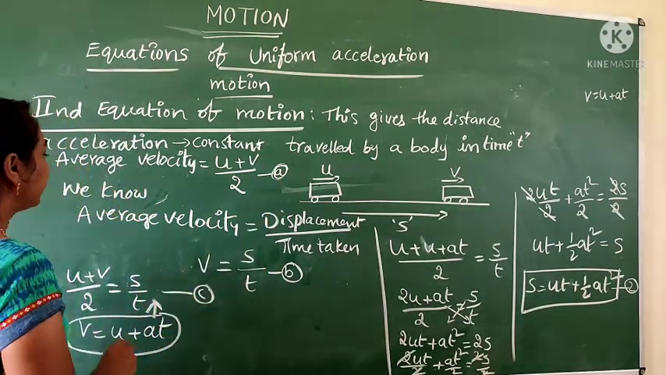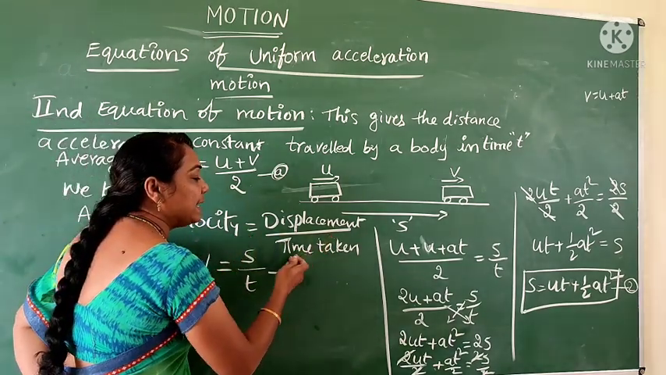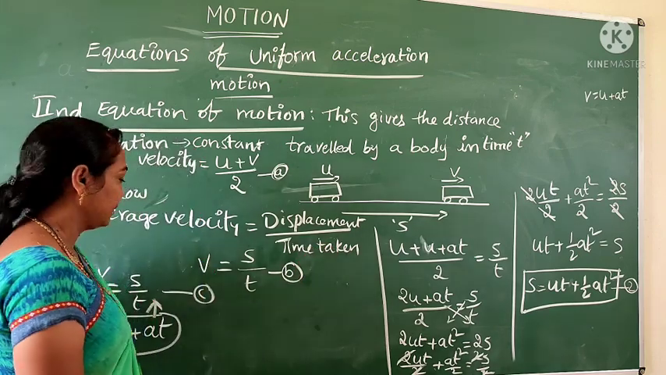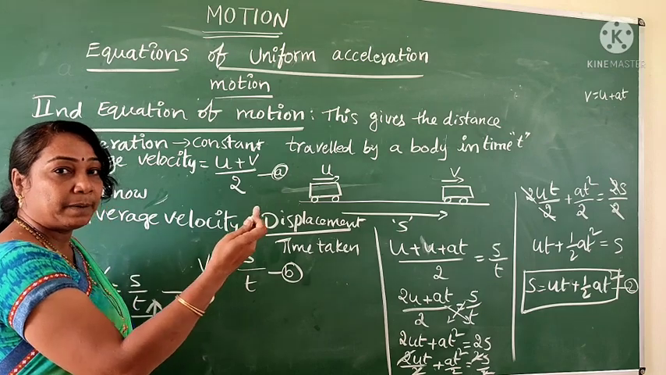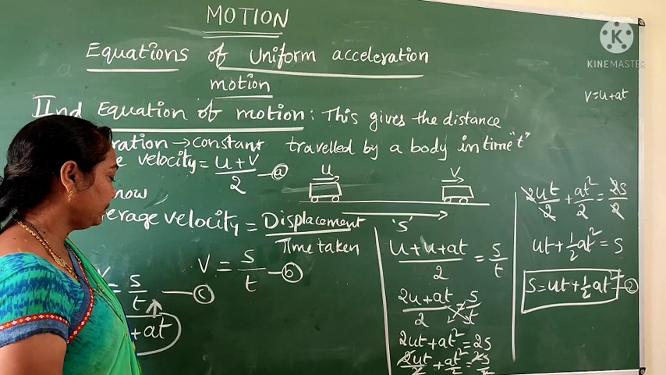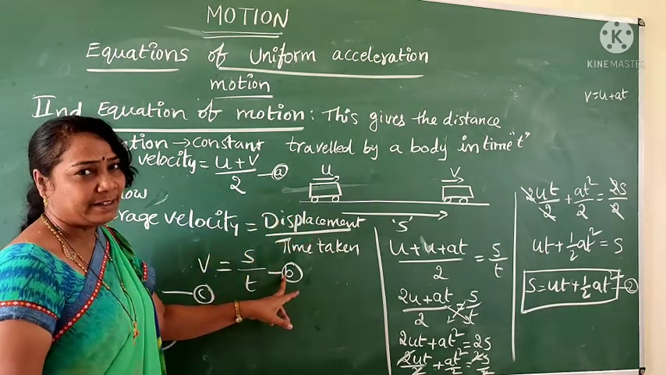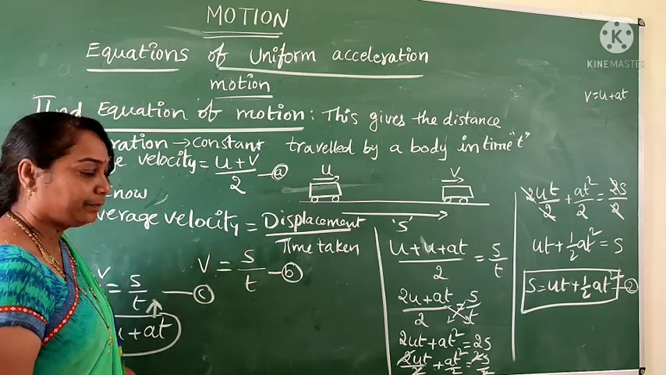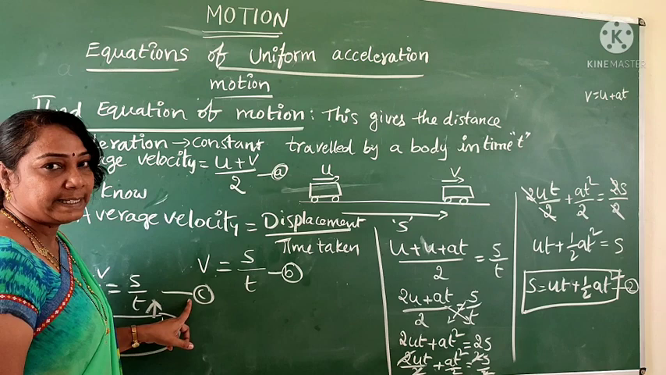Next, we know that average velocity equals displacement by time taken. Velocity is V, displacement is represented by the letter S, and time is T. We will call this B. By combining A and B, we get u plus v by 2 equal to s by t. We will call this C.